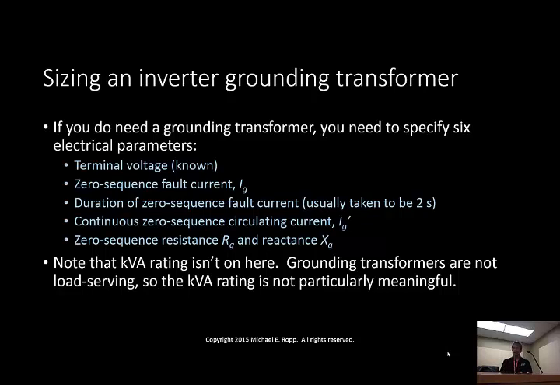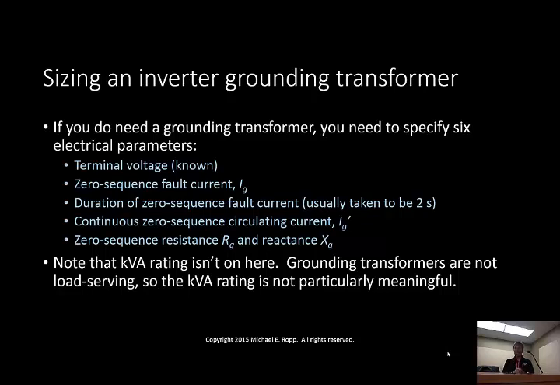So for a grounding transformer, there are 6 electrical parameters that I need to specify. I need to know the terminal voltage, which is just the voltage where I'm going to be hooking it up. So generally, we do know that. I need to know the zero sequence fault current. In other words, during the asymmetrical fault, the grounding transformer is going to be taking the zero sequence current. How much current is that? So the transformer's got to be rated for that current.